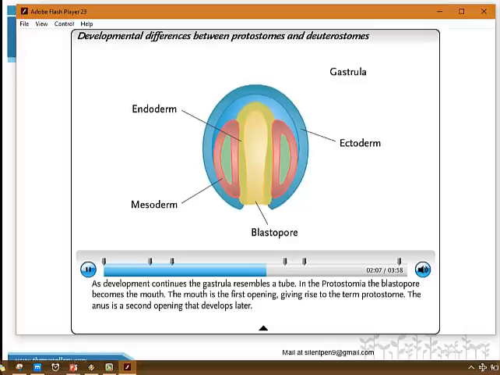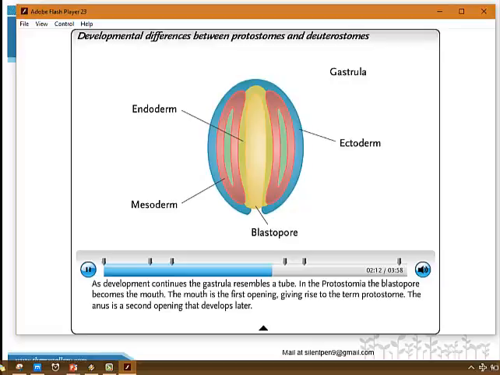As development continues, the gastrula resembles a tube. In the Protostomia, the blastopore becomes the mouth. The mouth is the first opening, giving rise to the term protostome. The anus is a second opening that develops later.